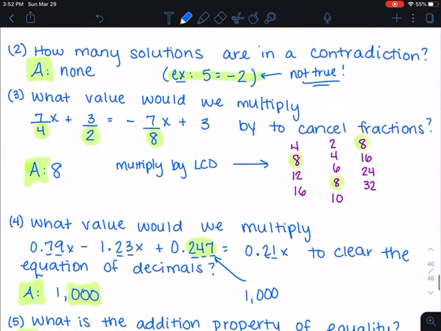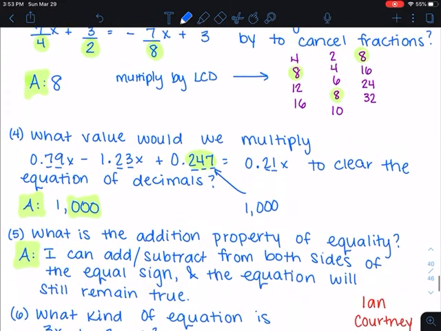What value would we multiply this by to clear the equation of decimals? Well, 0.79 has 2 decimal spots, 1.23 has 2, 0.247 is 3, and 0.21 has 2. So the greatest number we have is 3. So in this case, we're going to multiply by 1,000 because it has 3 zeros and we have 3 decimals in our largest number here.